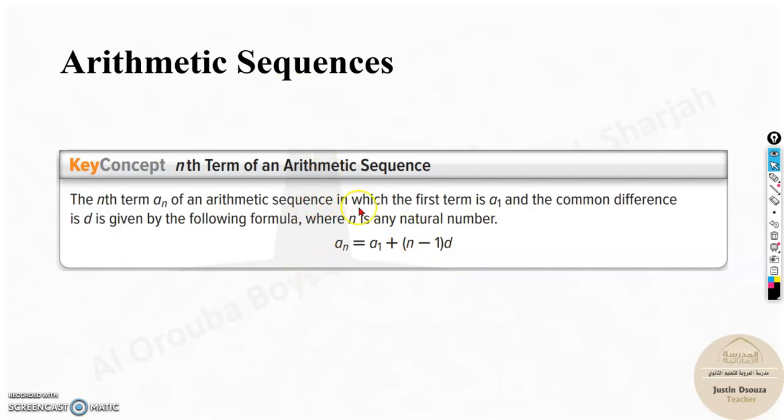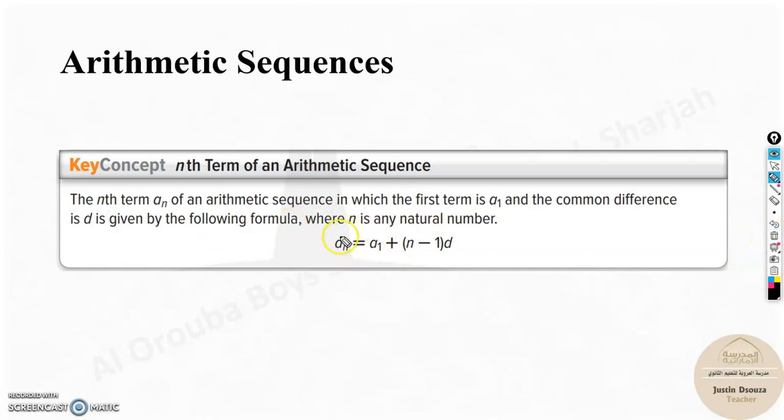Now, the derivation is not so important, but this formula is very, very important. An here stands for the nth term. It can be any term. Say a5, you need to find the fifth term. You can find it here, just put n as 5. a1 is the first term. This must be given. And d here is the common difference, which can be found out. Now, if you know this much, you can find any term.